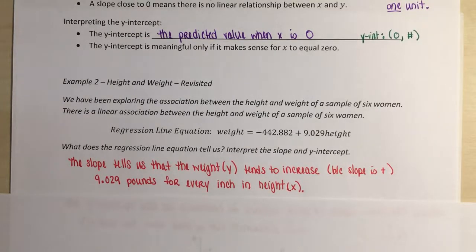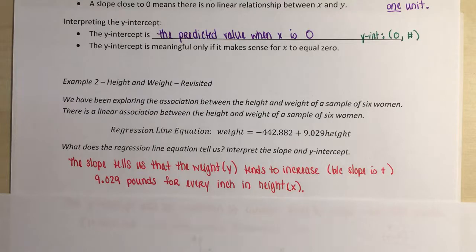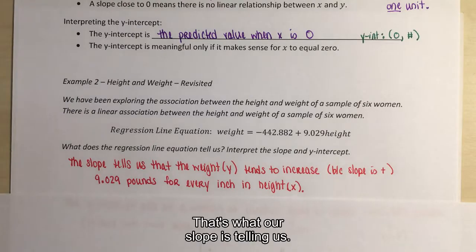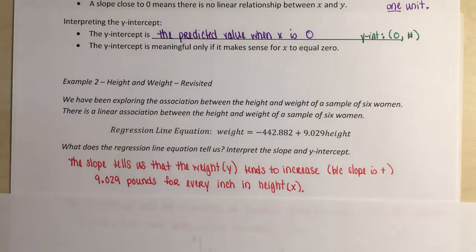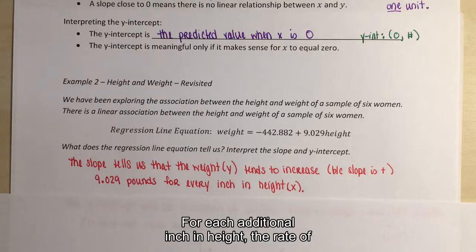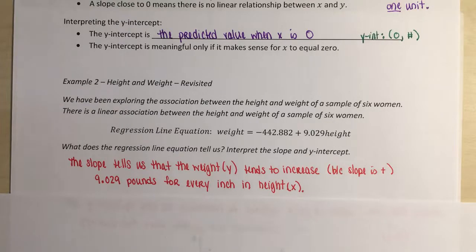Your y variable, what is it? What is it doing, increasing or decreasing? And it's doing that for every time the x variable increases by 1. So that's what our slope is telling us. Slope is sometimes referred to as a rate of change. So for each additional inch in height, the rate of change, the weight is changing by 9.029 pounds.